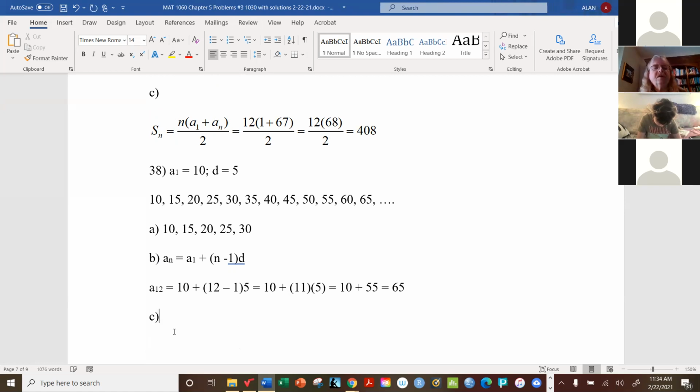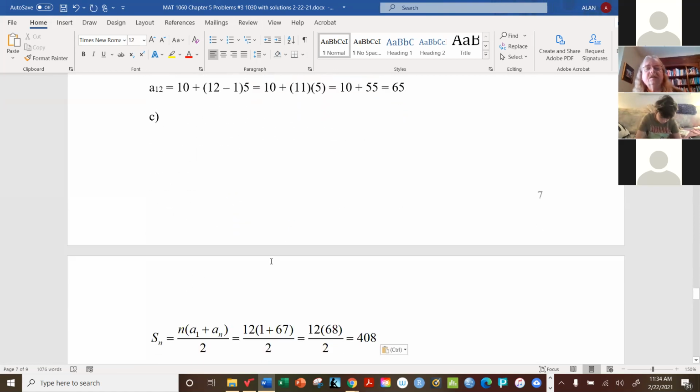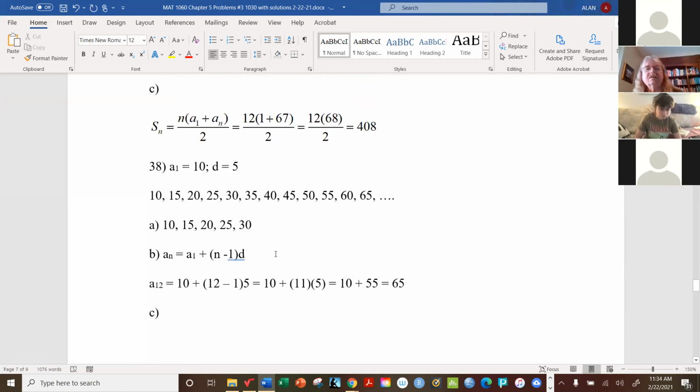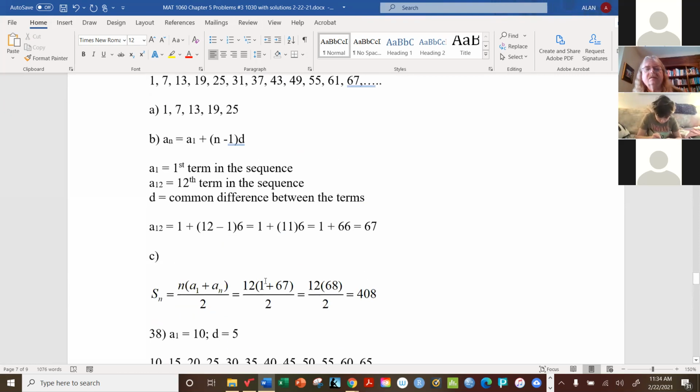C, we need the sum of the first 12. And again, I think we can all agree that we should really use the formula for that. Although you can certainly feel free to do it yourself if you want to. I'm not going to stop you, but you might want to think about that one.